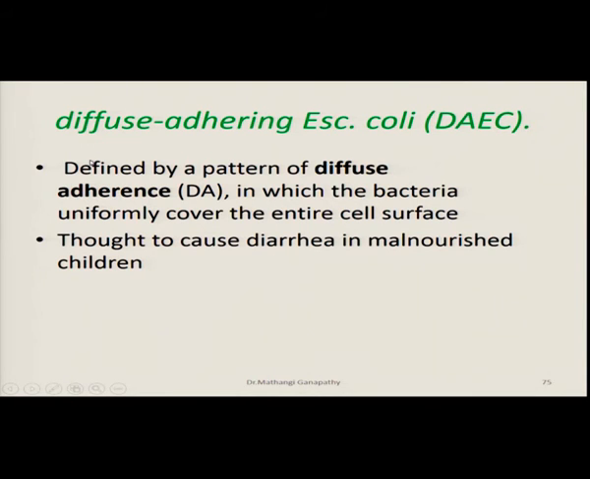The other recent discovery pathotype was the diffuse adhering E. coli. It is defined by the pattern of diffuse adherence in which the bacteria uniformly cover the entire cell surface. So, instead of sticking to a particular receptor which it prefers, the DAEC E. coli spreads throughout the cell surface, and this is supposed to cause diarrhea in malnourished children. Not much is known about these two pathotypes, DAEC as well as EAEC, which were recent additions to the E. coli pathotypes which cause gastrointestinal diseases.